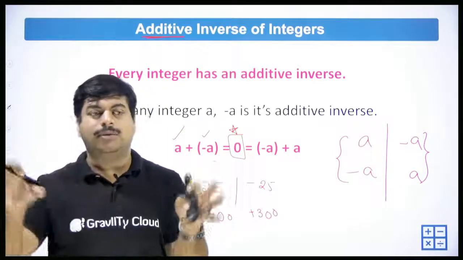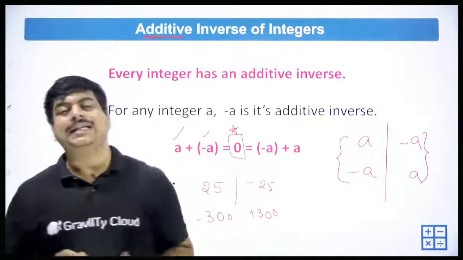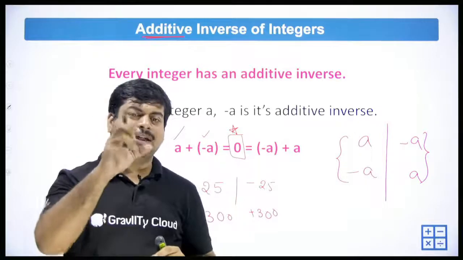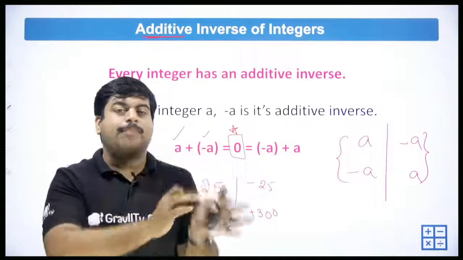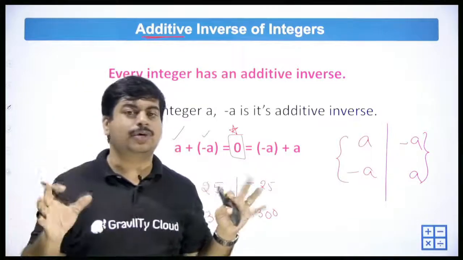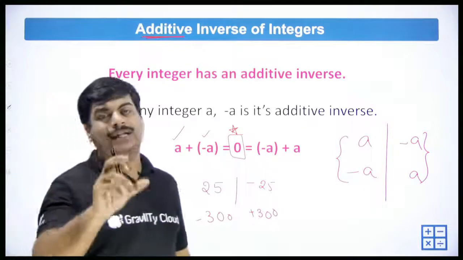For a positive number, you will get a negative number. For a negative number, you will get a positive number. Additive inverse, not identity. Identity means you should get the same number back; you should not get 0. Inverse means for a positive, you should get a negative, and for a negative, you should get the positive. Right? That is about additive inverse and additive identity.